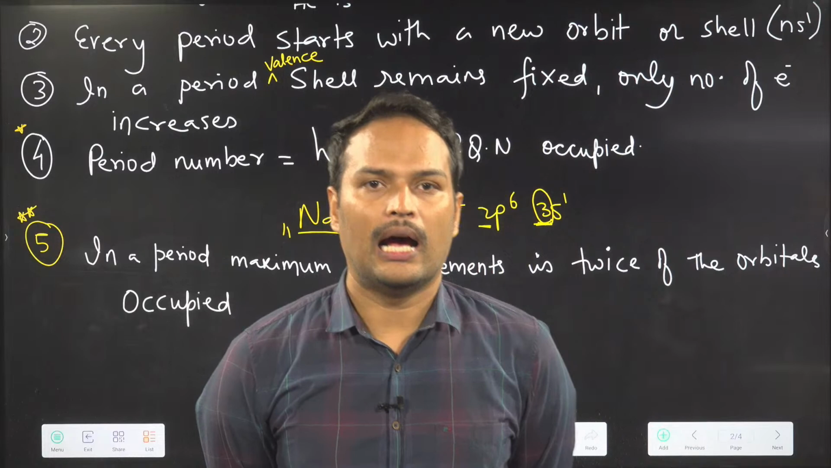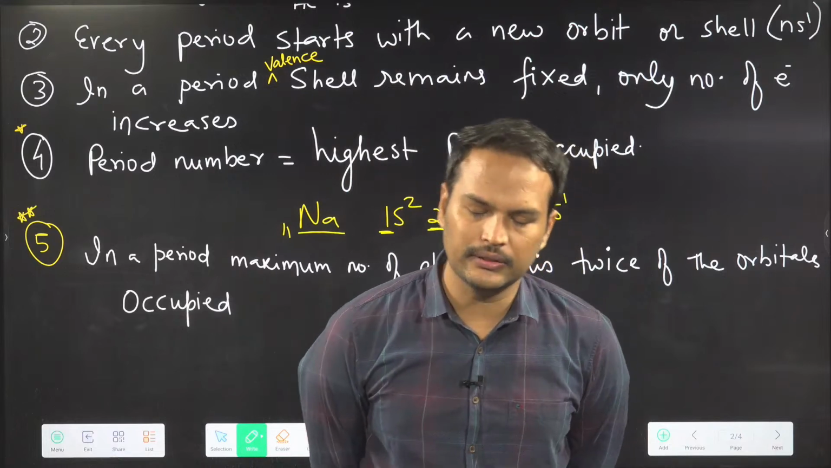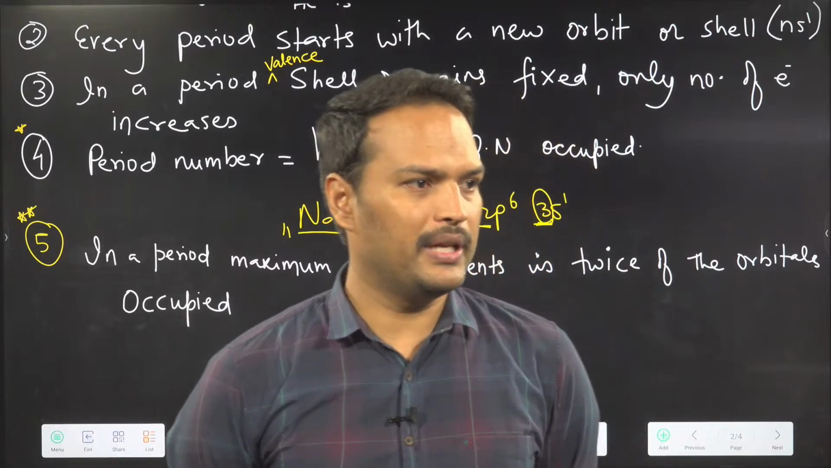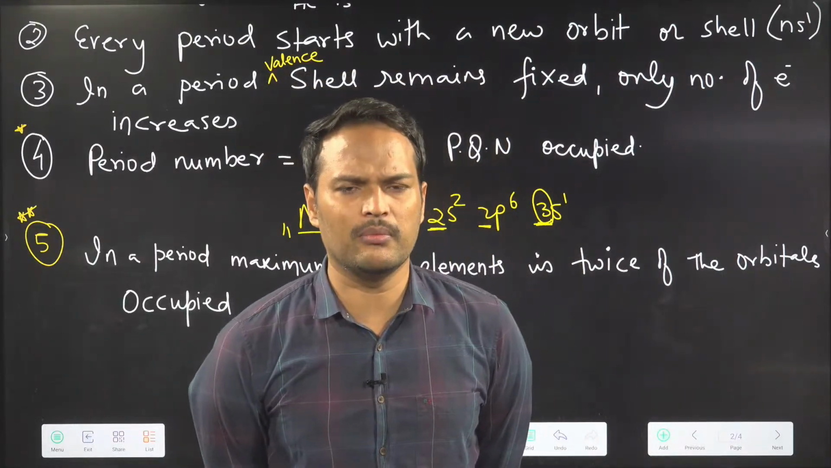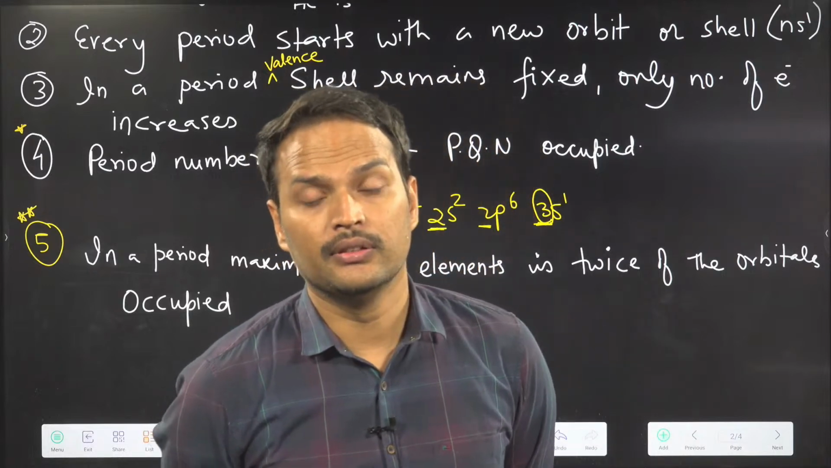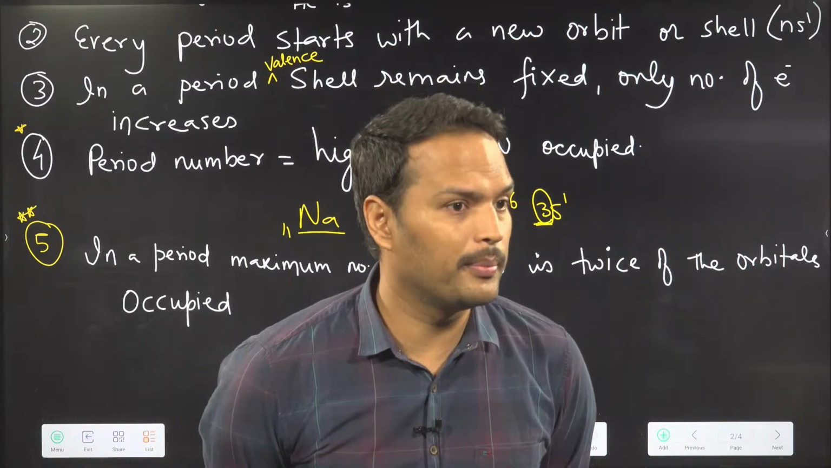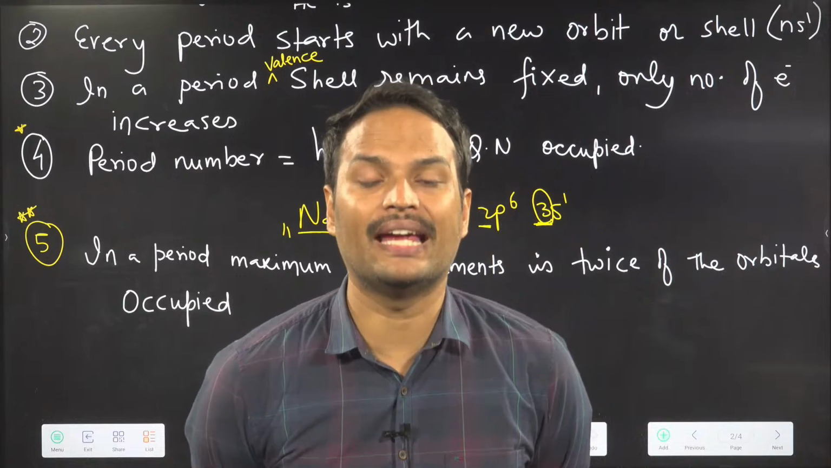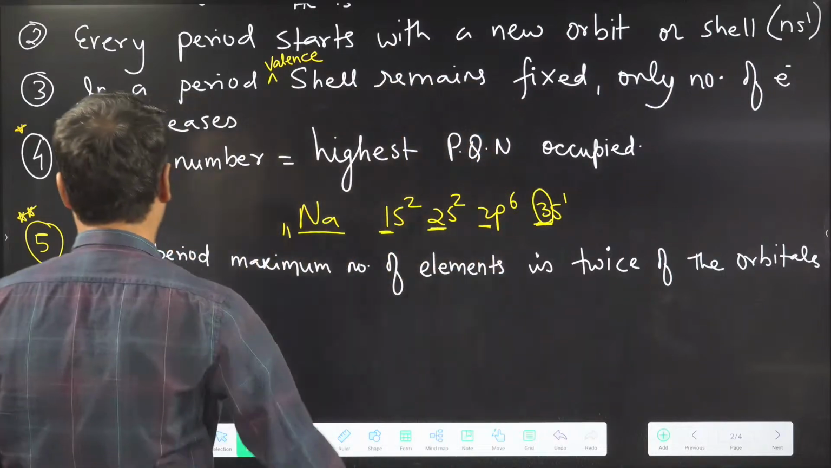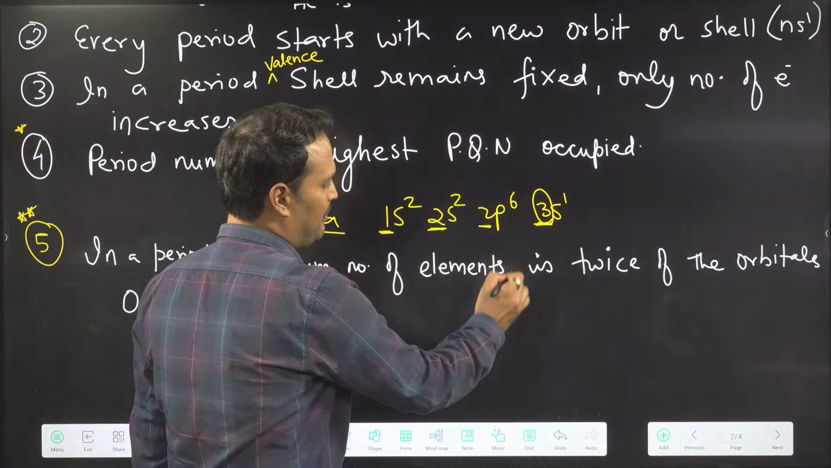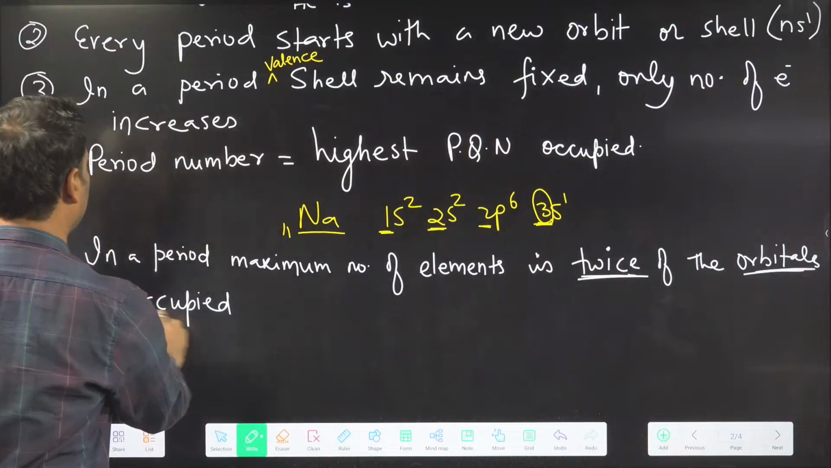In third period, how many elements are there? Everyone check NCERT periodic table. In third, 8. In fourth period, how many elements are there? 18. If there are 18 elements, means how many orbitals should be there? 9 orbitals. 9 orbitals will maximum have 18 electrons. 18 electrons means 18 elements. Clear? So this is the point. In a period, maximum number of elements is twice of the orbitals occupied.